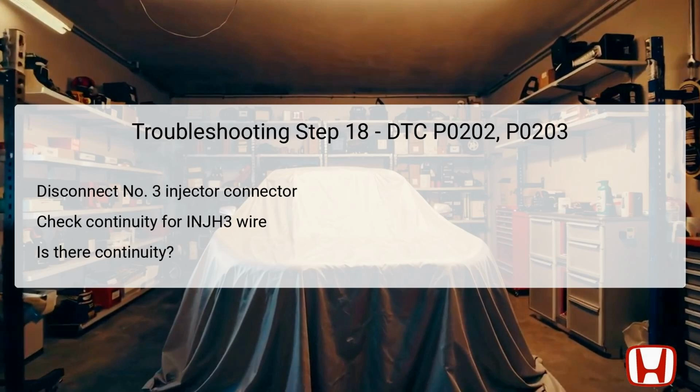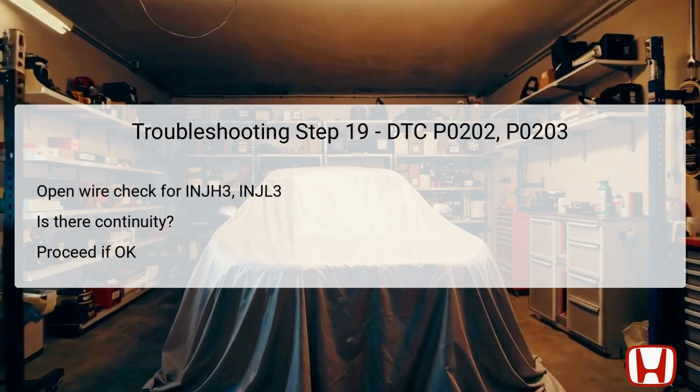If the INJH3 wire is confirmed operational, it affirms reliable operation of the injector. Yet absence of continuity indicates further troubleshooting in that specific wiring segment is imperative. This step emphasizes the importance of ensuring all wiring connections across cylinders are functional to prevent further faults.